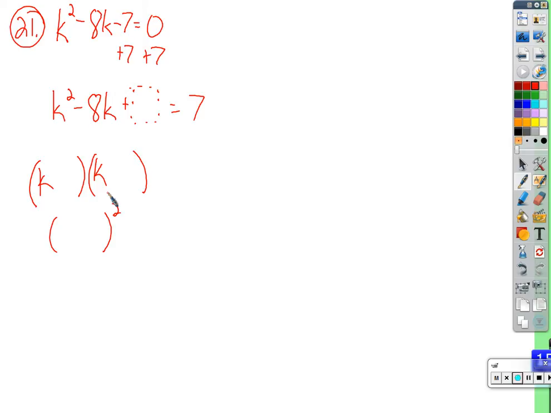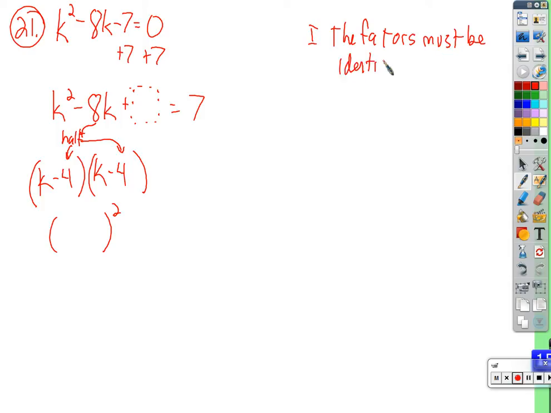All right. So, if you've just been listening along, you'll know that that should be half. And that should be half. Whatever half of negative 8 is, that's what should go right there. Factors must be identical. That's very important. That tells me that those two numbers have to be the same number, exactly the same number. Copy pasted. Whatever is here gets copied over to this factor here, so that we can write it as k minus 4 squared.